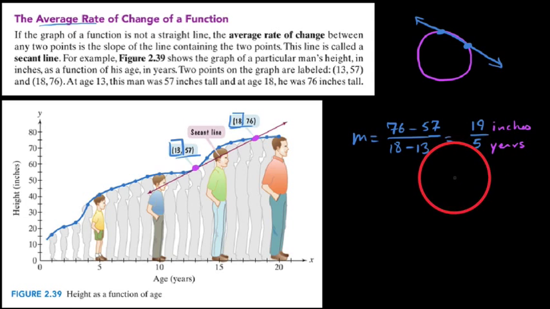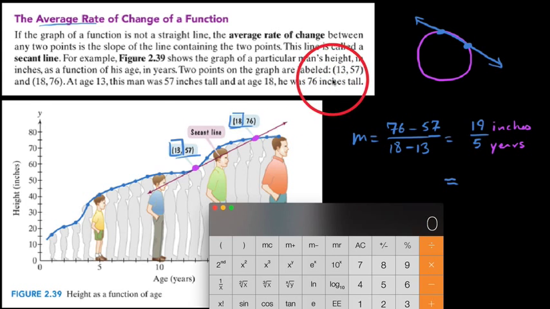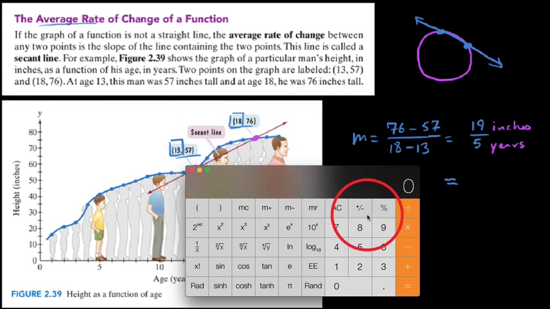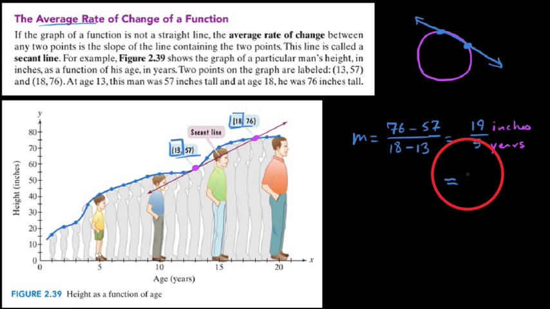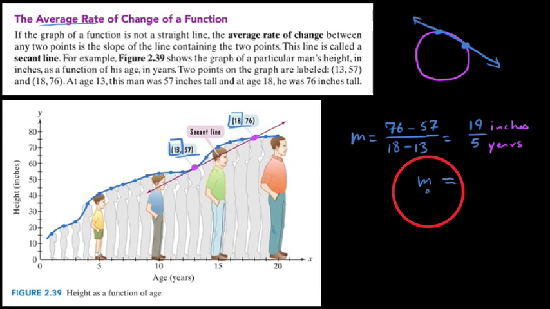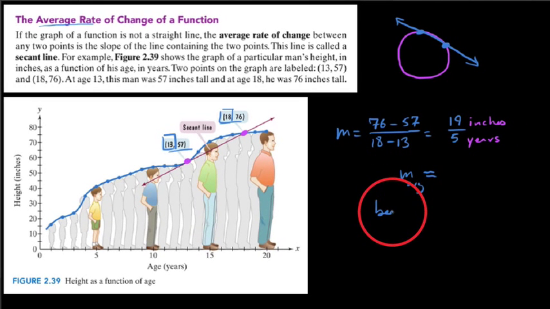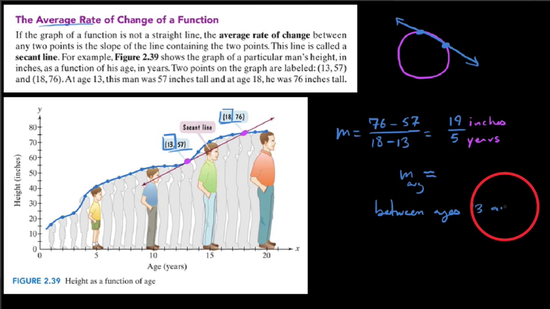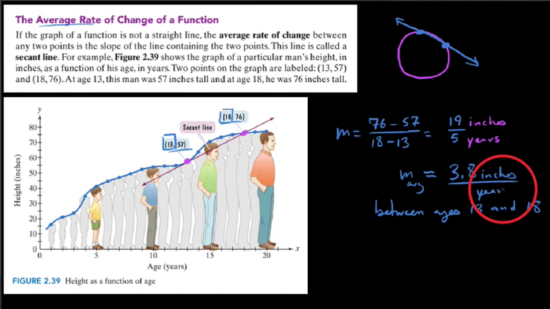And so when we find the slope of this, we're going to get our calculators out here, and we'll get a decimal value for this, maybe out to 2 places if we need to, which we won't, I don't think, here. So 19 divided by 5, 3.8. So we could say that the slope, or the average rate of change between ages 13 and 18, would be 3.8, and we're going to label this in inches per 1 year. Okay, so inches per year.